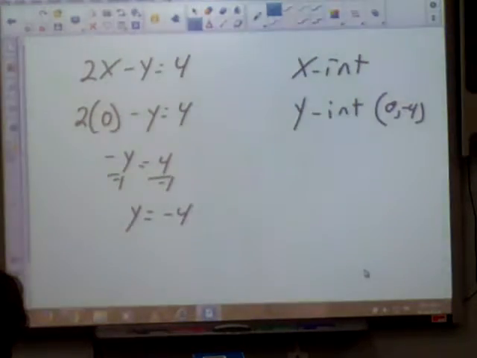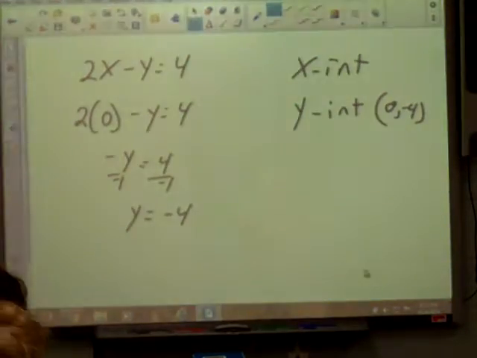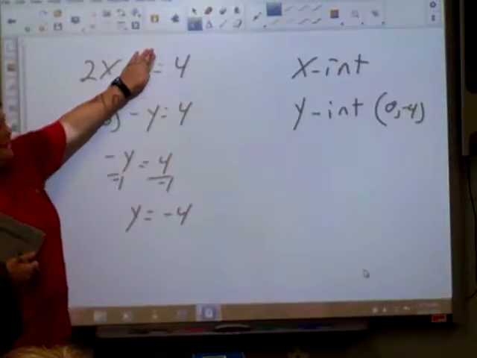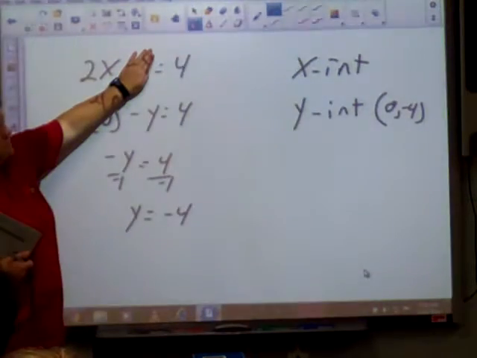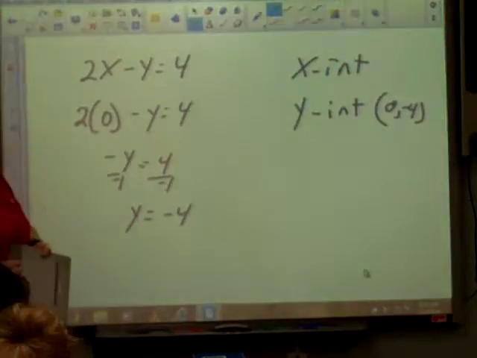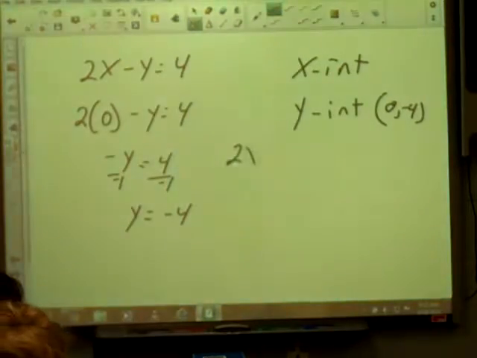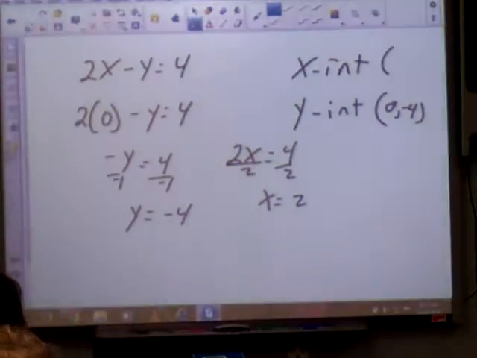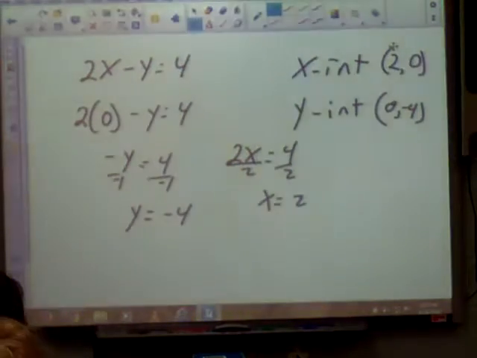Okay, so based on what I just showed you, if I want to find the x-intercept, that's the other one we got left, I'm going to put a 0 in for the y. That just takes the y out. So you just get 2x equals 4. So 2x equals 4, x would be 2. So our x-intercept is (2, 0).